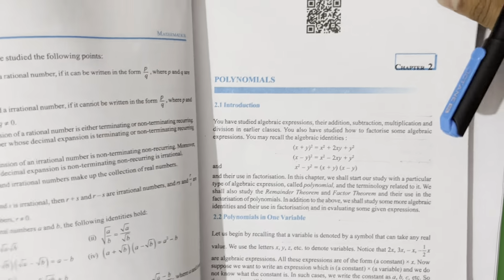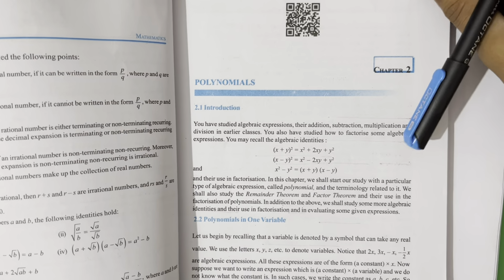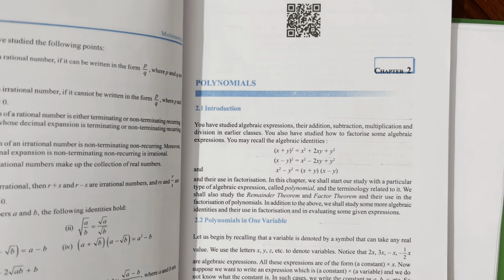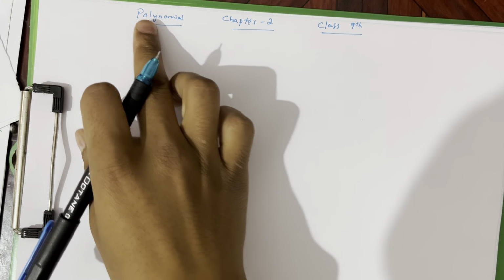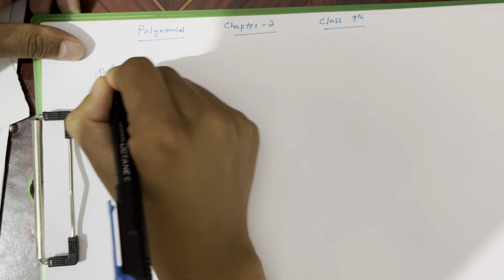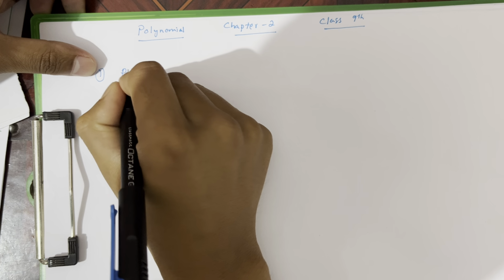Okay, now we will do chapter 2. That is polynomial. Chapter 2, polynomial. So, polynomial, chapter 2, class 9. Okay, now first of all, let's first understand what is polynomial.